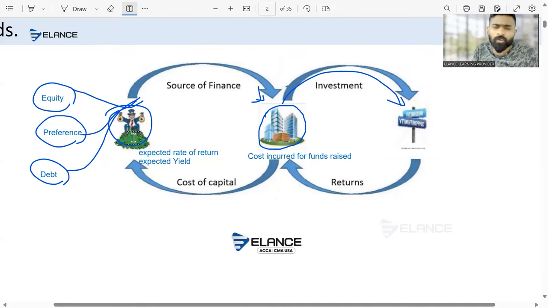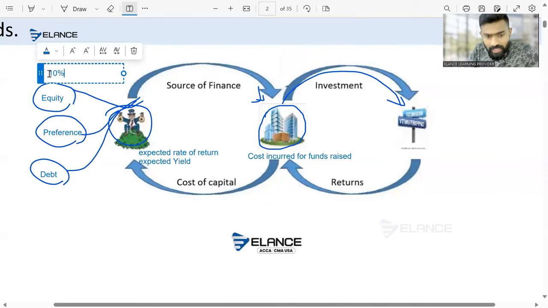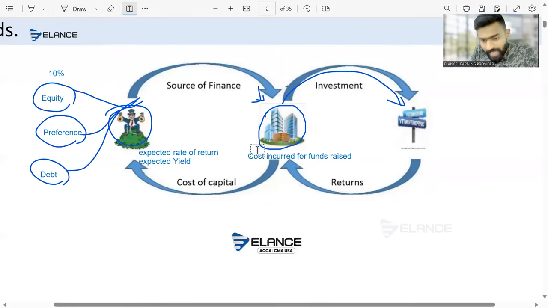From the calculation point of view, we are doing it from the viewpoint of the investor. Listen carefully. We are calculating the expected rate of return of the investor. And we are saying if the investor, assume an equity investor, is getting a 10% return, the same will be the cost of the company.